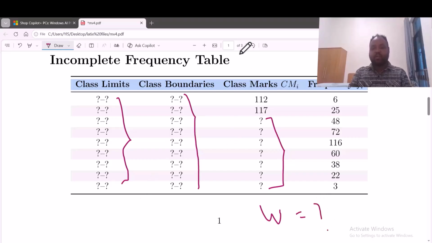And the other task is to verify the frequencies f1 given, f2 given, and so on. How many frequency values are there? 9. This 9 tells us there are 9 classes in our frequency distribution.